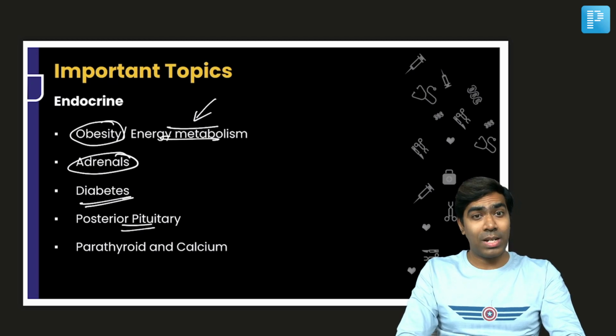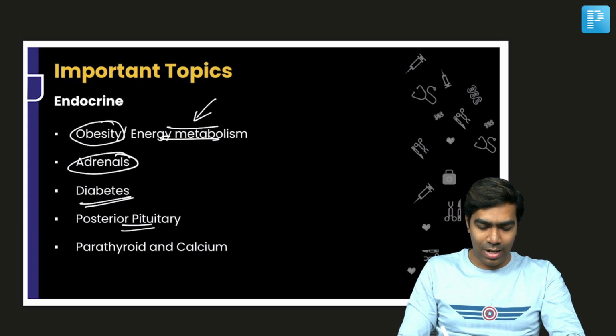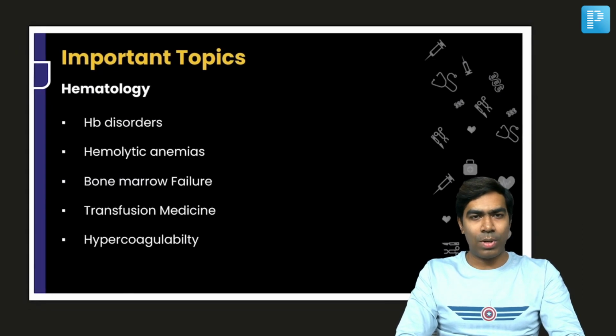And posterior pituitary. Usually you don't get that many questions on anterior pituitary, though, but the posterior pituitary and its problems are going to be extremely important. This includes the sodium disorders as well, and the parathyroid and the calcium disorders, especially the congenital calcium problems, are going to be extremely important for exams. What about hematology?